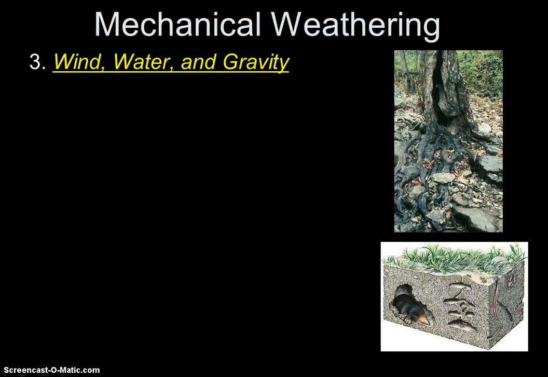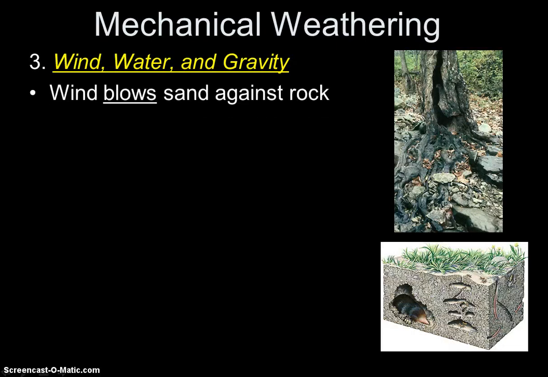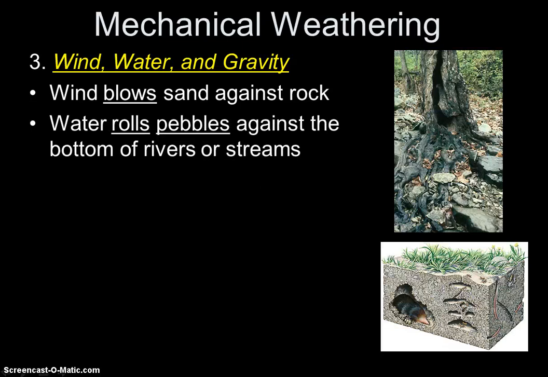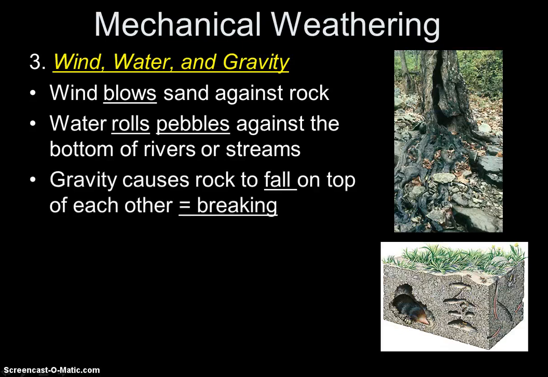Continuing with mechanical weathering, we have wind, water, and gravity. Wind blows sand against the rock, so we kind of have two sides of that sand against the rock. Wind causes that to happen. Water can roll pebbles against the bottom of the rivers or streams, and that's kind of an abrasion process also. It will help to smooth the rocks or pebbles. And then also gravity. Gravity can cause rocks to fall, and when they fall, they can break, or they can break the rocks that they fall on top of. But many things can get broken there.